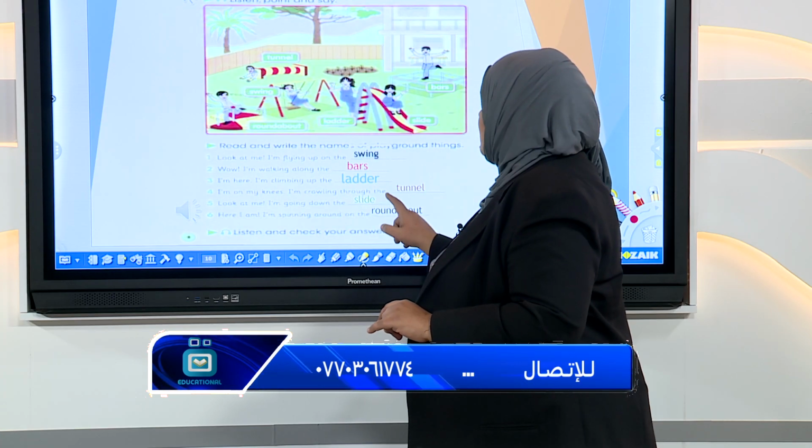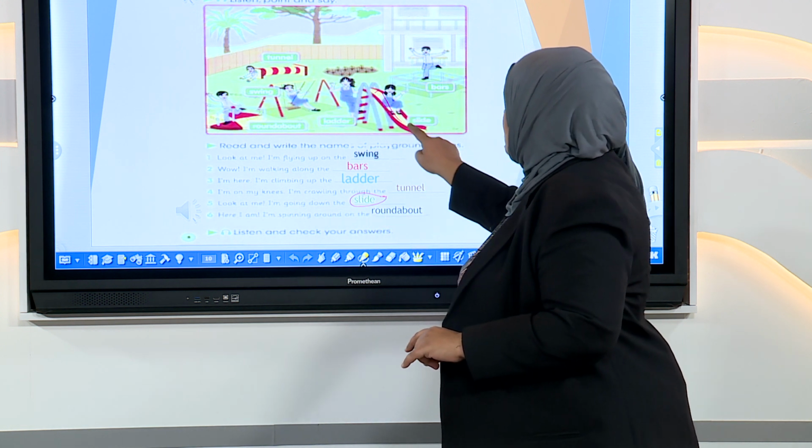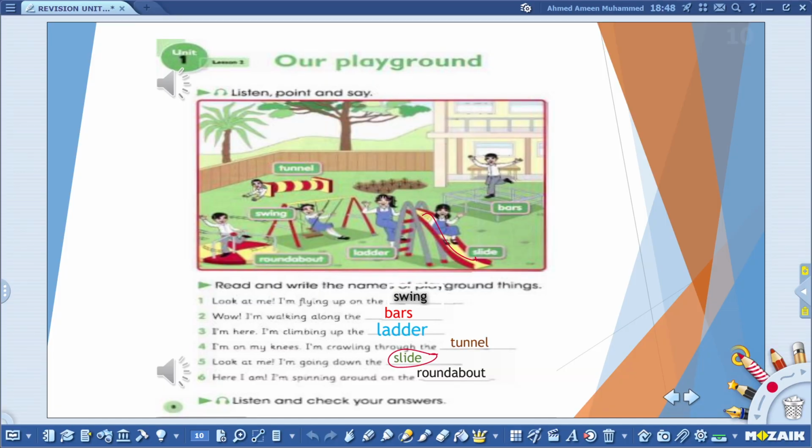Look at me. I'm going down the slide. أنا أتزحلق من لوحة التزحلق عندي هنا. Down، إلى الأسفل. Then down. Number six: here I am. I'm spinning around the roundabout. أنا أدور حول القرص الدوار.